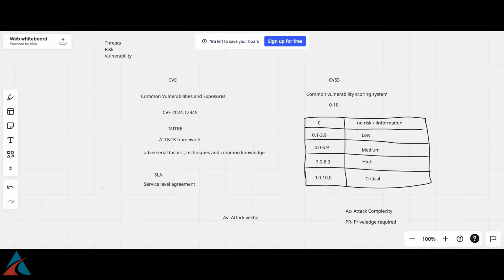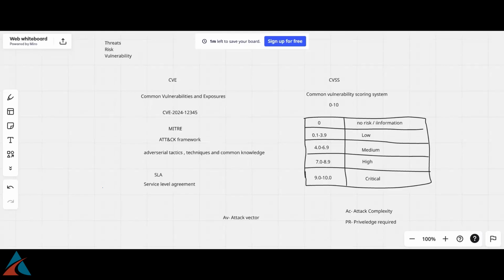And when the things are not completed within the agreed time, it's called SLA breach. Breaching that SLA. And who's going to decide this SLA? It depends on your business requirements.